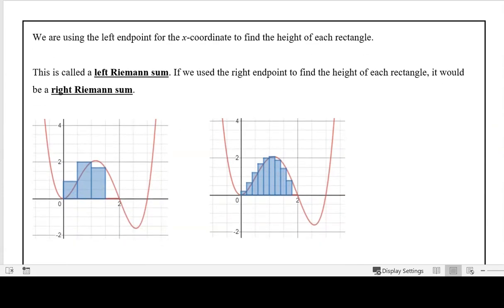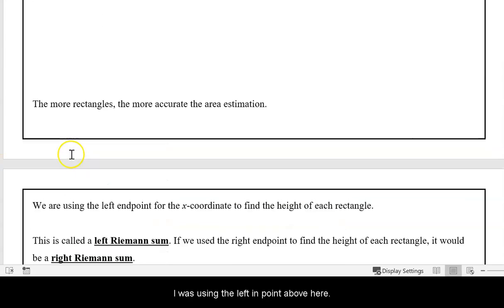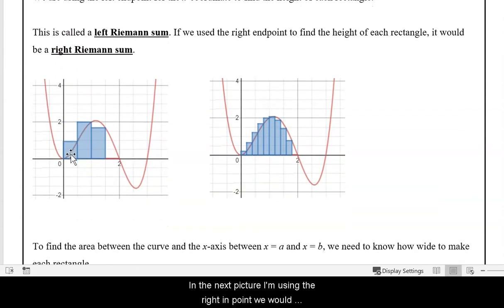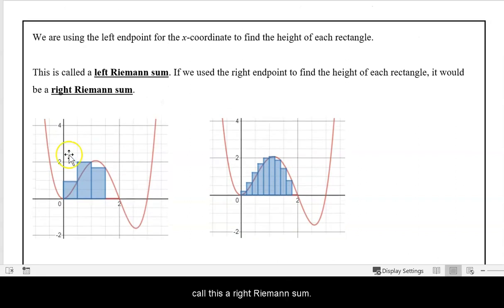In this picture, I was using the left endpoint above here. In the next picture, I'm using the right endpoint. We would call this a right Riemann sum. The right Riemann sum, instead of using the left endpoint for the height of the box, is instead using the right endpoint. It just so happens that on this particular function, the right endpoint at 2 is also on the x-axis. So we again have a degenerate box sitting flat on the axis.